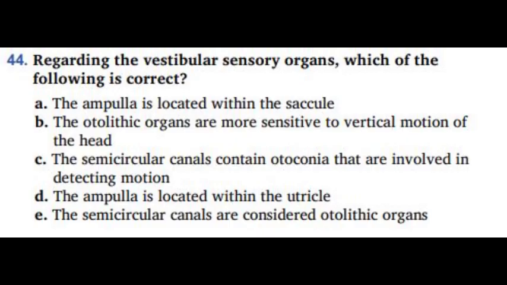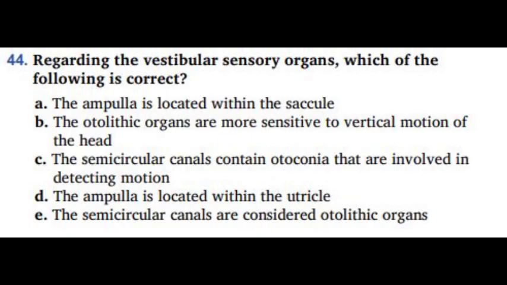But let's look at option C: the semicircular canals contain otoconia that are involved in detecting motion. That's false. Remember that the semicircular canals contain endolymph, and the endolymph is what moves and then activates the cupula that is found within the ampulla. So that's false. The otoconia are usually found in the utricle and the saccule.